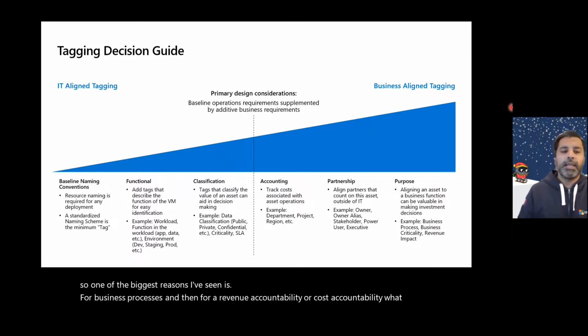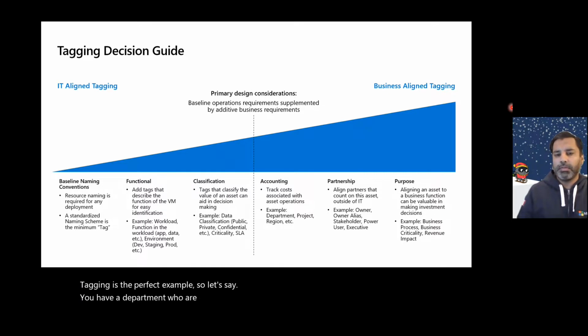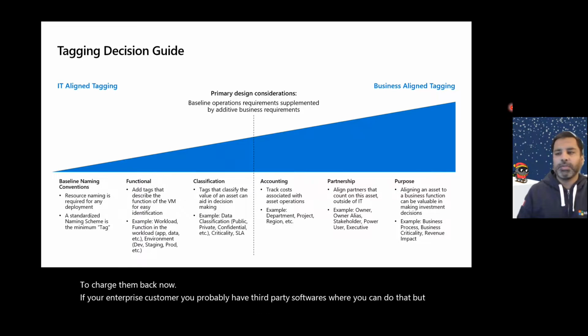What I mean by that is, let's say you want to do a chargeback to your internal department, tagging is the perfect example. Let's say you have a department who are running function apps for an application for a use case, and you want to charge them back for those resources. You would be using tagging to charge them back. Now, if you're an enterprise customer, you probably have third-party software where you can do that. But with tagging, that's the best way of doing it.